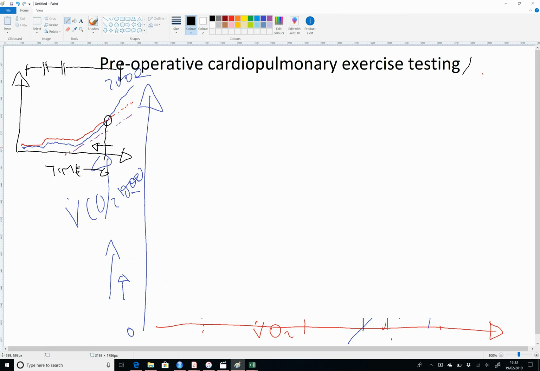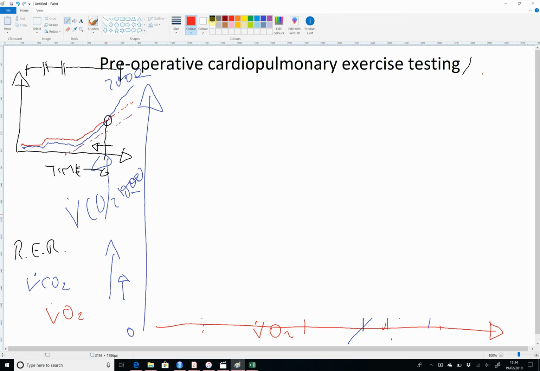So the anaerobic threshold always occurs when this ratio is less than one. So this ratio is the respiratory exchange ratio, which is the carbon dioxide output divided by the oxygen consumption. So that's respiratory exchange ratio.